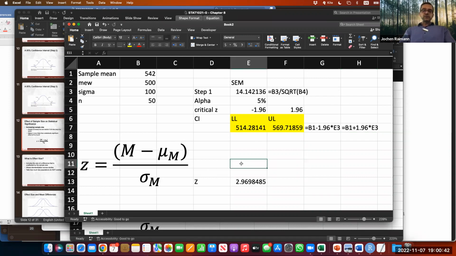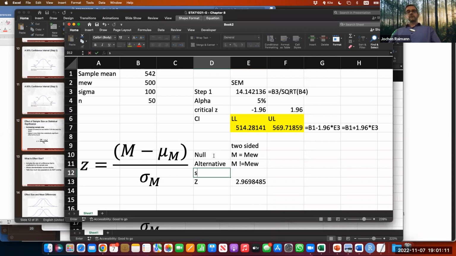Okay, so this is a two-sided hypothesis test, right? In a two-sided hypothesis test, what is our null hypothesis? Our null hypothesis is that the mean equals the mu. That is the null hypothesis. The research or alternative hypothesis is that the mean is not equal to the mu. This comes from programming, meaning unequal, so it's an exclamation mark and an equal sign. So this is the research hypothesis, right?